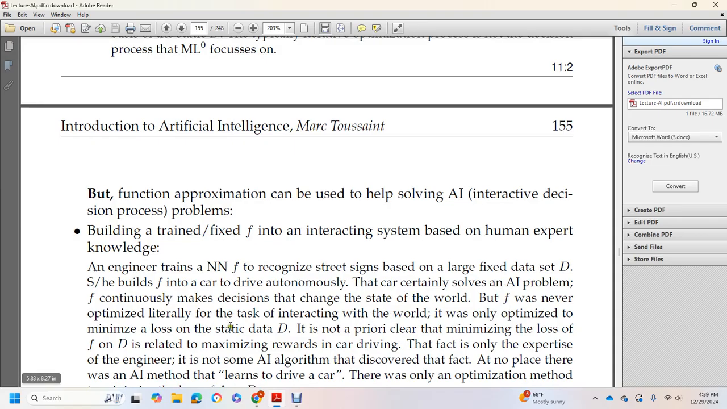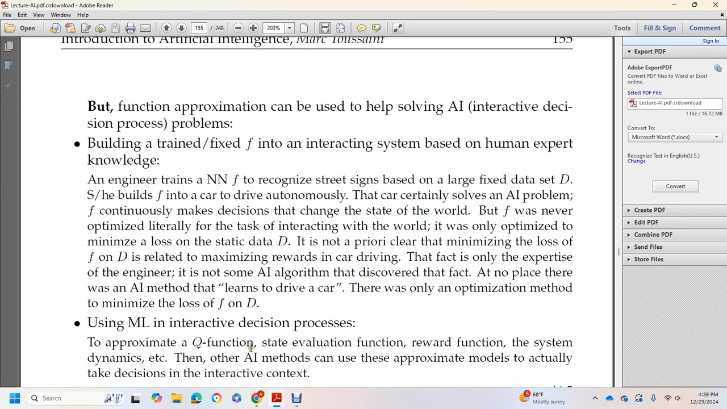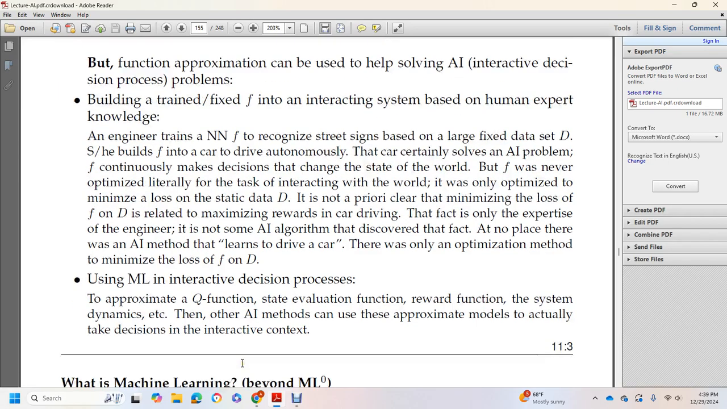It was optimized to minimize the loss on static data. It was not explicitly optimized to minimize the loss of the function on data related to maximum reward in car driving. The only expertise of the engineer was not some AI algorithm; no AI method of learning to drive a car was used. There was only an optimization method that minimized the loss on the data set. Machine learning can approximate interactive decision processes with a Q function, state evaluation function, reward function, system dynamics, etc. Then other AI methods can use these approximate models to actually take decisions in the interactive context.